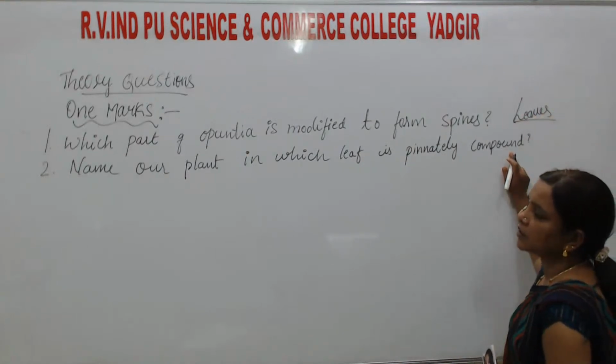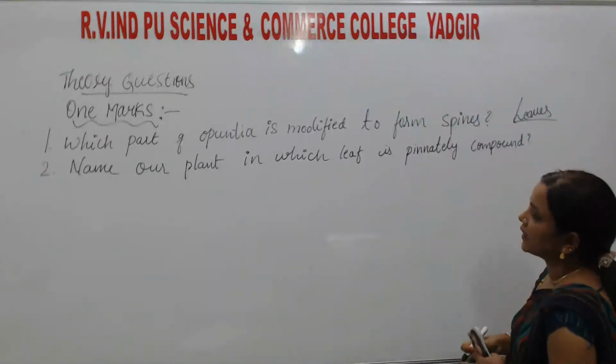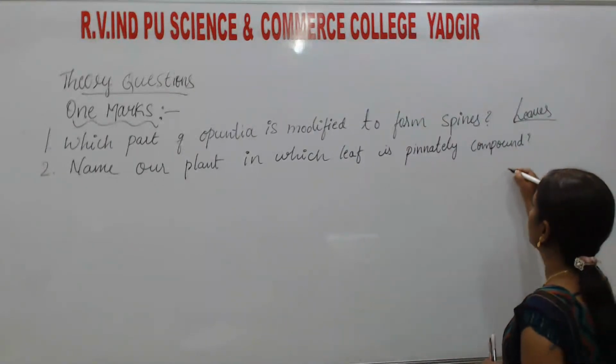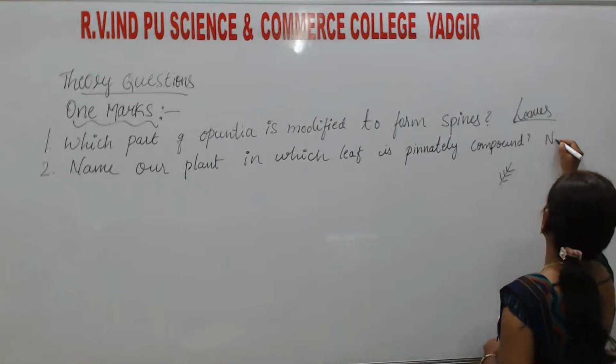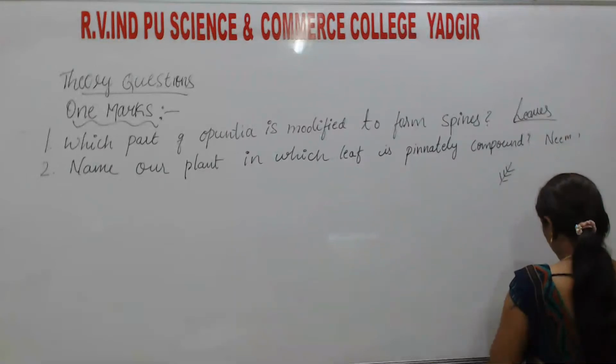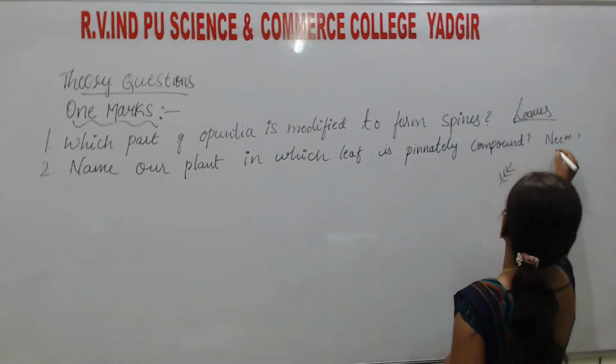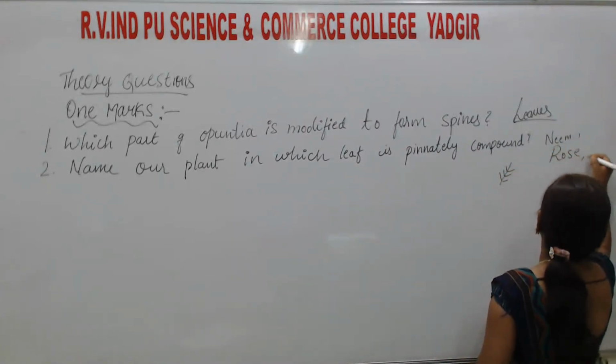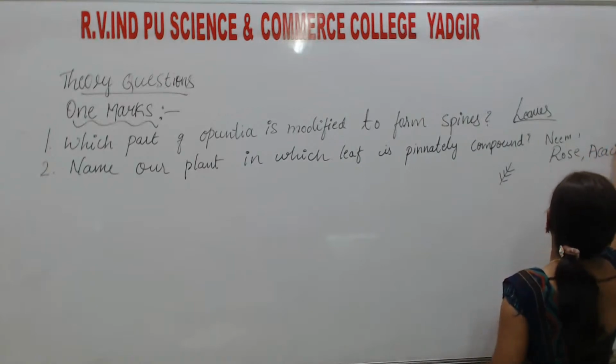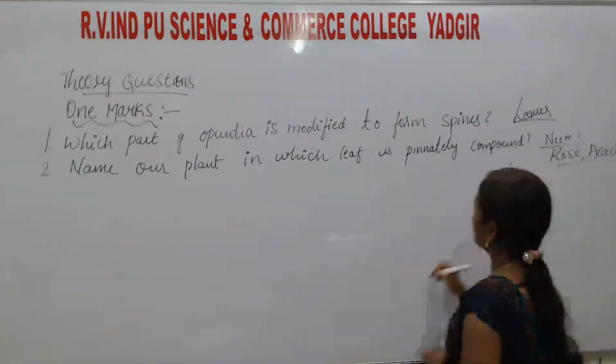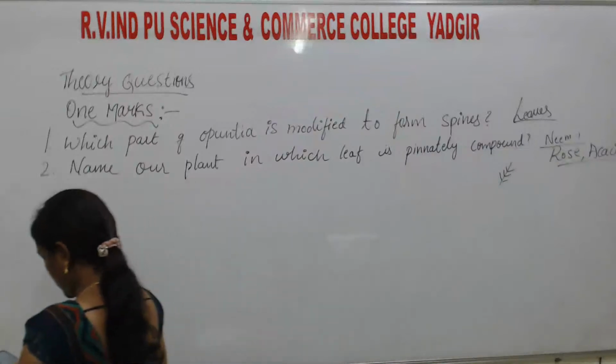According to the second question, name a plant in which the leaf is showing pinnate leaf. Which is showing pinnate leaf? Example, neem you can give. Neem, rose, and acacia are examples, the answers. Next, third question.